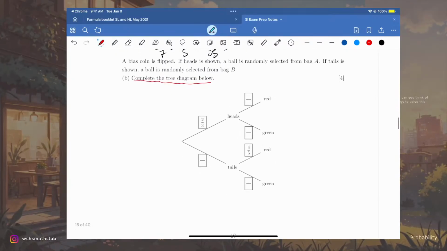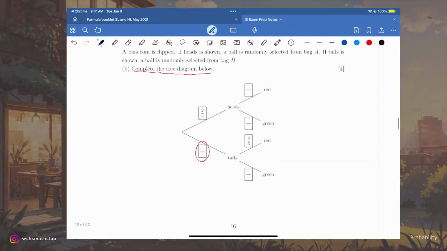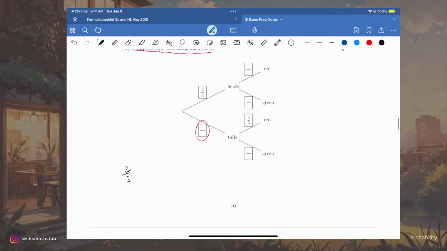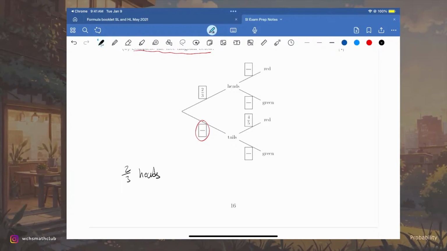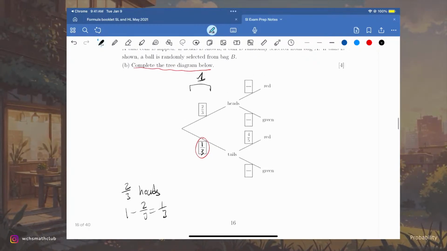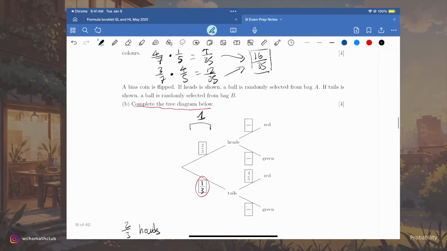So first of all, we have this box, which is unfilled. So we're going to go with that one first. So notice that we have a 2/3 probability of getting heads. And since our total probability for this column must be equal to 1, because you either get heads or tails, what we do is we just do 1 minus 2/3 equals 1/3 to get the probability for tails. Next, we're going to calculate the probability.